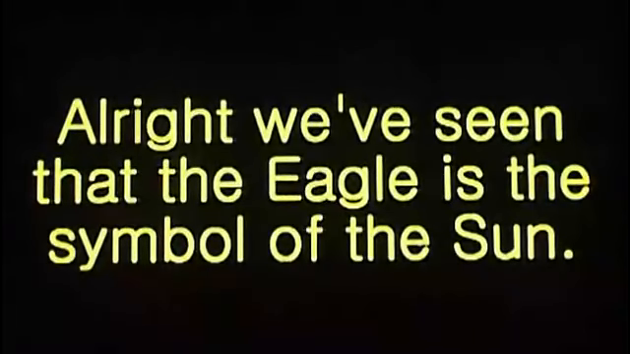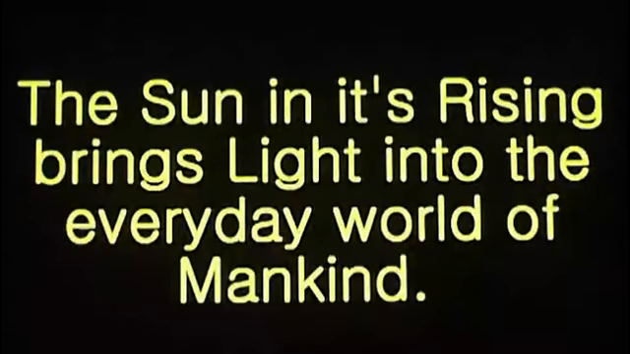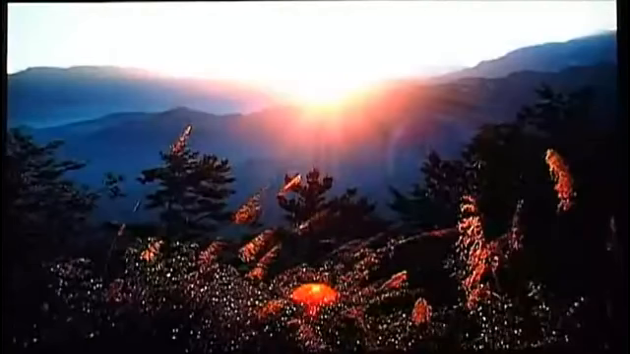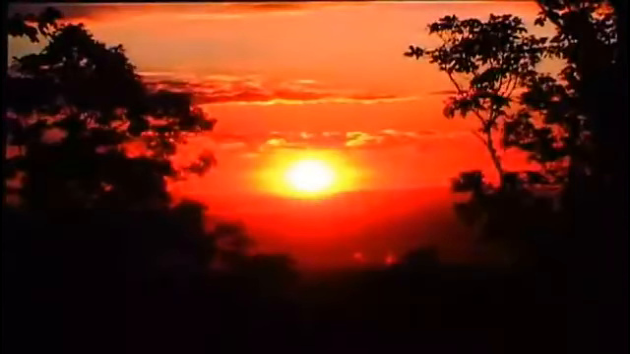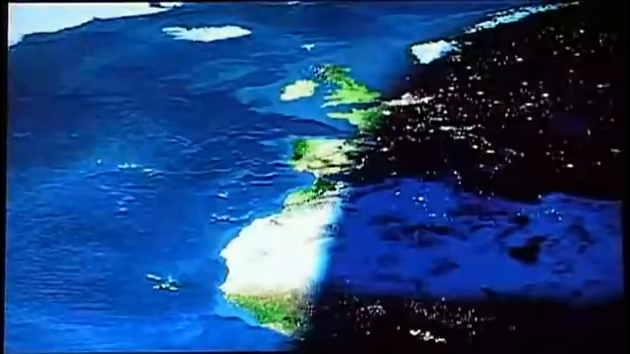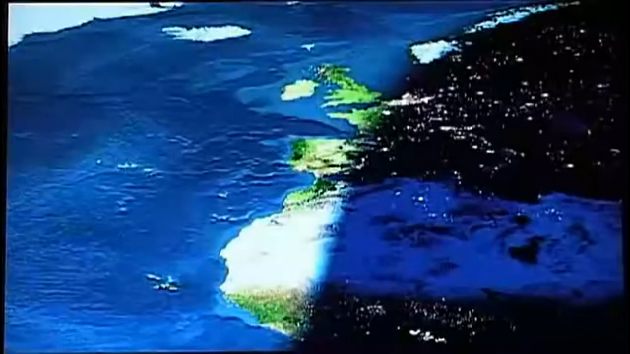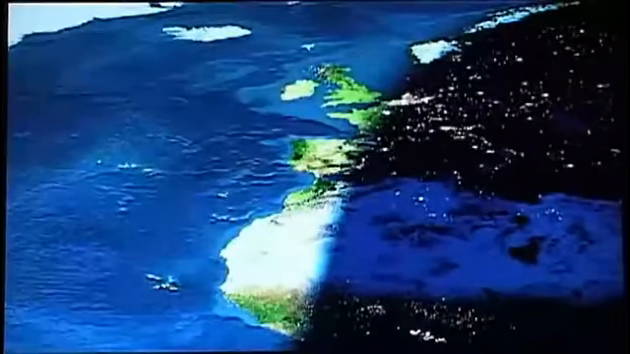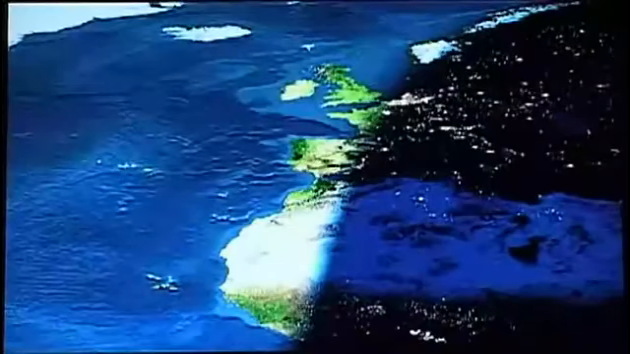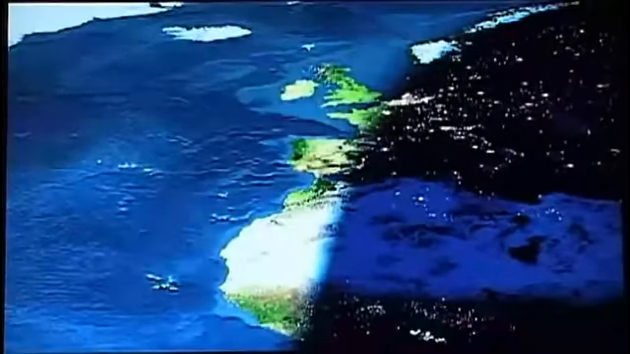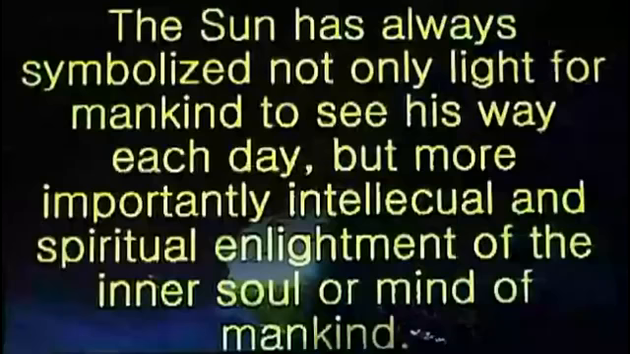All right, we have seen that the eagle is a symbol of the sun. The sun in its rising brings light, obviously, into the everyday world of mankind. So mankind has always waited for the sun to come up so that he could take control over the earth. At night, it was very dark and fearful for the ancient man. And so that's what the sun happily does for the earth. It chases away the darkness of night, and it illuminates the earth, and therefore it is a symbol for illumination of the mind. The sun is always, as I said, representing light, intellectual and spiritual enlightenment.